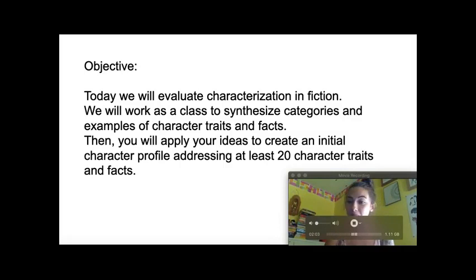And we are going to be looking at things that are a little bit more in depth, but we're going to talk about examples that are more basic, like character facts, and we're going to be talking about things that are a little bit more in depth, that make a character or a person what they really are.